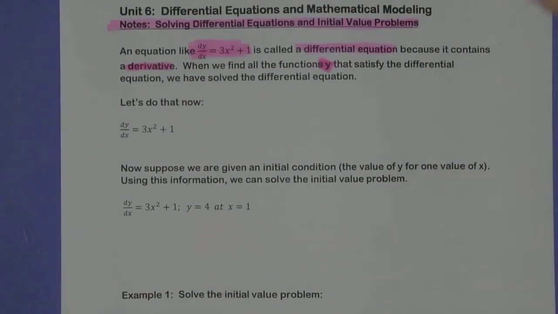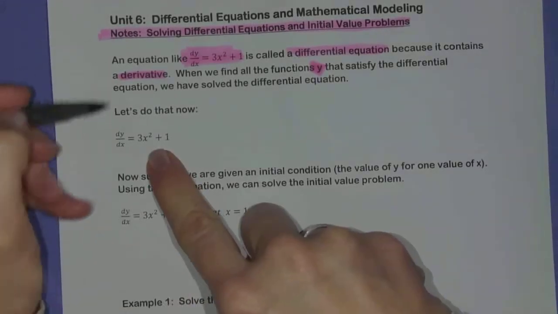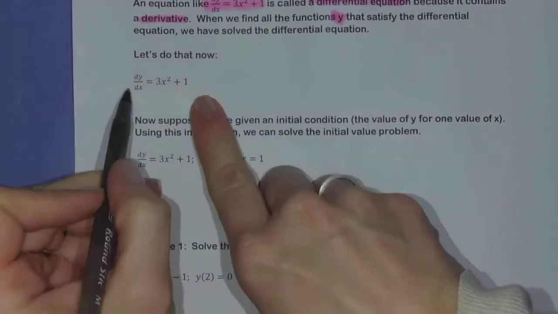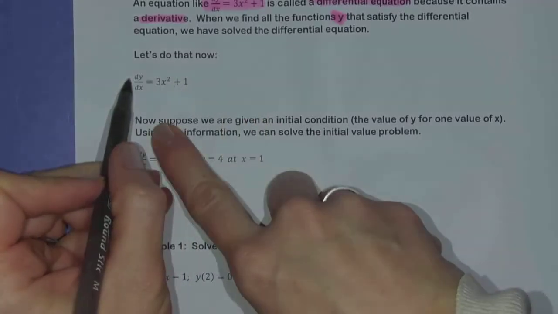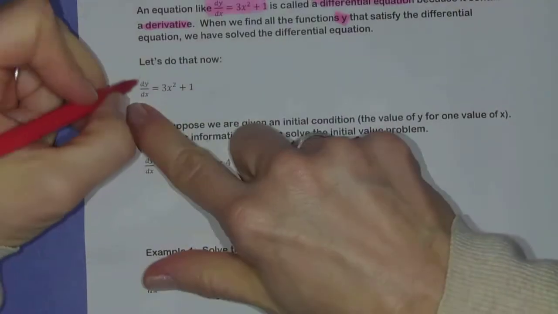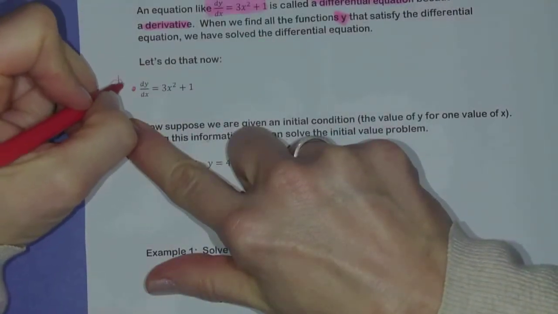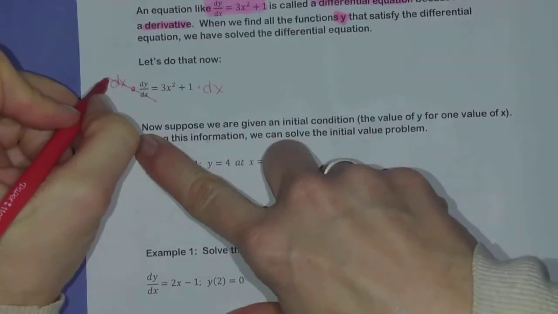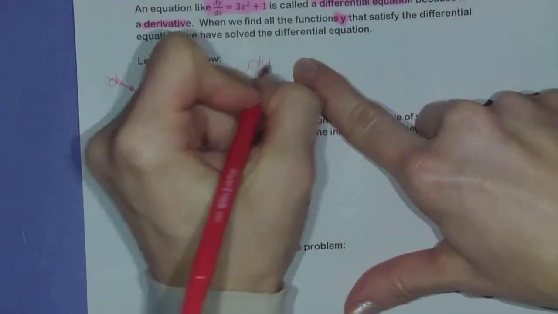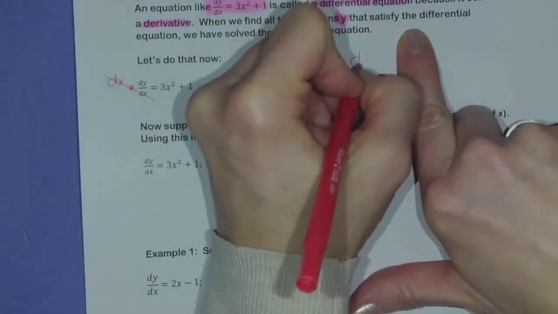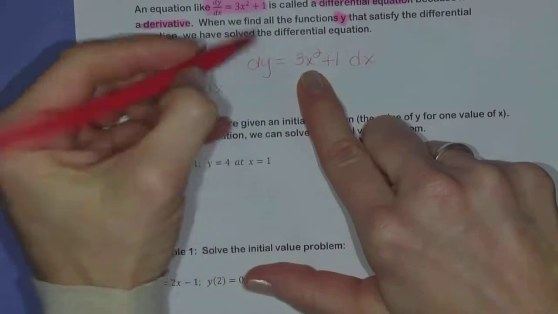So if you look here, we've got the same problem, dy/dx equals 3x squared plus 1. The first thing you want to do when solving a differential equation is get all of your x's, I usually take them to the right, and all of your y's to the left. So I'm going to start by multiplying both sides of this differential equation by dx, and that will allow me to clear the dx's from the left-hand side, and I'll just be left with dy equals 3x squared plus 1 dx.